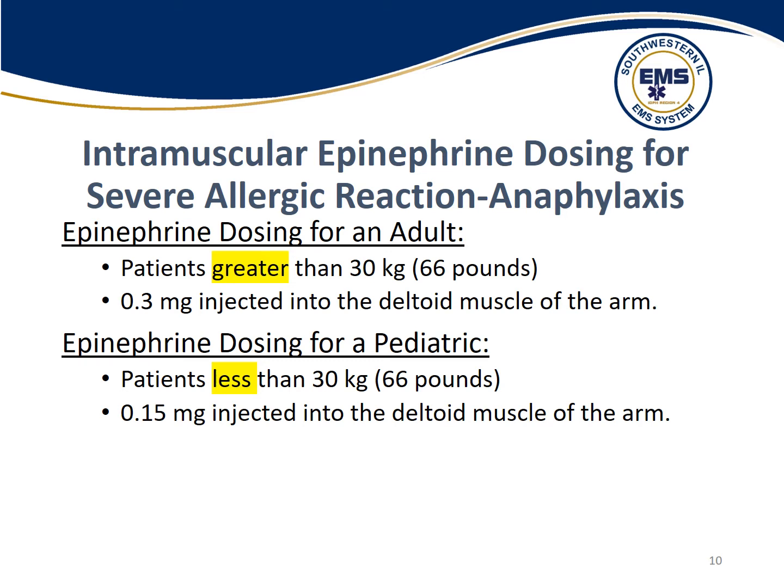Intramuscular epinephrine dosing for severe allergic reaction, anaphylaxis. Epinephrine dosing for an adult. Patients greater than 30 kilograms or 66 pounds, you should inject 0.3 milligrams into the deltoid muscle of the arm. Epinephrine dosing for pediatrics. Patients less than 30 kilograms, 66 pounds, you should inject 0.15 milligrams into the deltoid muscle of the arm.